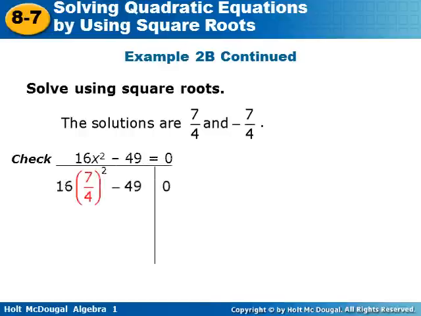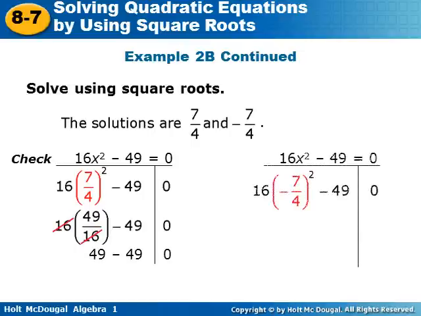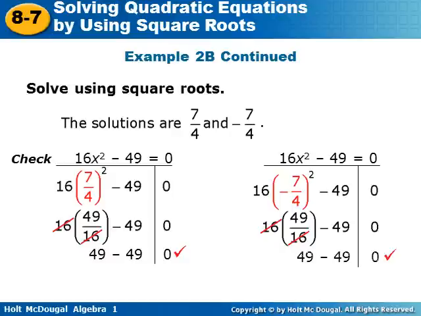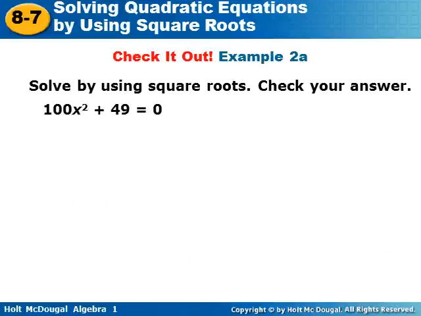If we were going to check our answer, we could plug 7/4 back into the original equation and solve. Squaring it, we would get 49/16, multiply by 16, and we'd get 49 minus 49, which is 0. If we tried -7/4 and squared it, we'd get 49/16, and multiply that by 16. Those cancel, and we get 49 minus 49, which is 0. So we know we've got our answers correct.